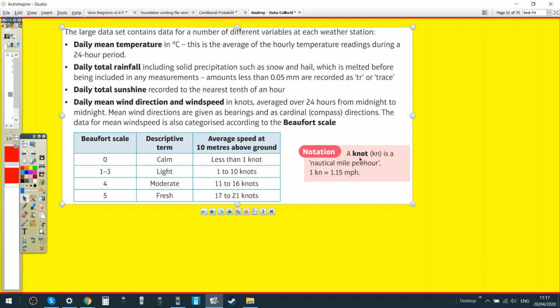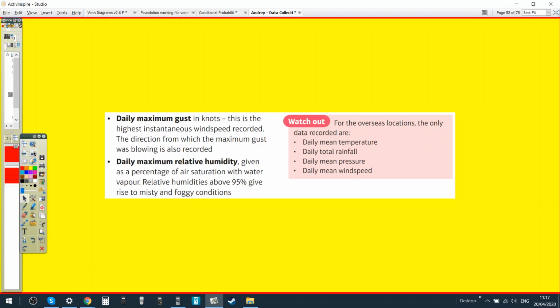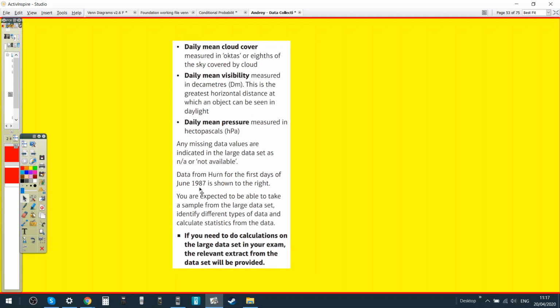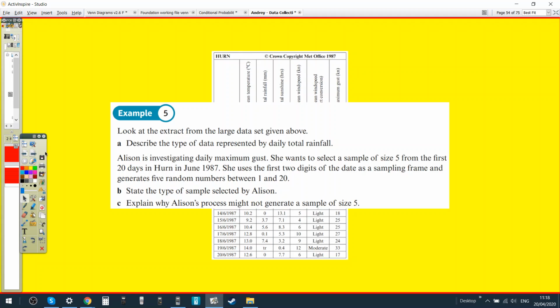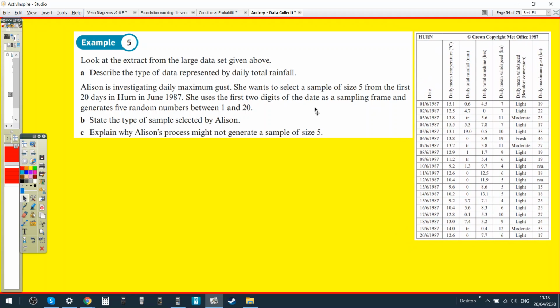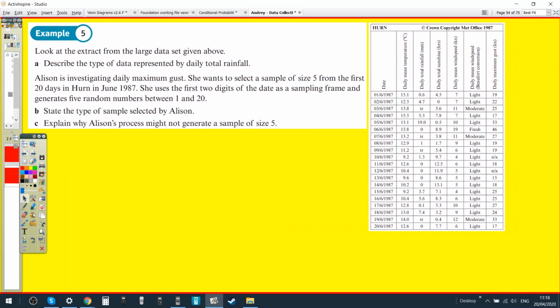There's some little weird stuff like knot is nautical mile per hour. It's wind speed over the sea or water. Daily maximum gust, so that would be the maximum wind speed that day, etc. There's a lot of stuff. And they give you all this data beforehand, and you go through it. Okay, here we go. So this is an extract from the large data set.